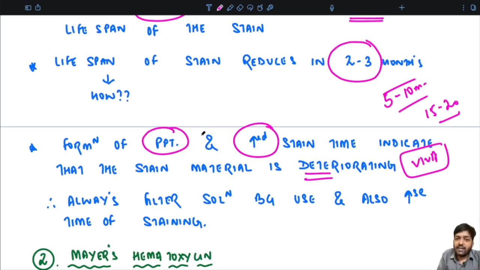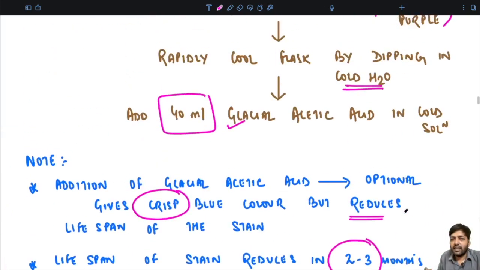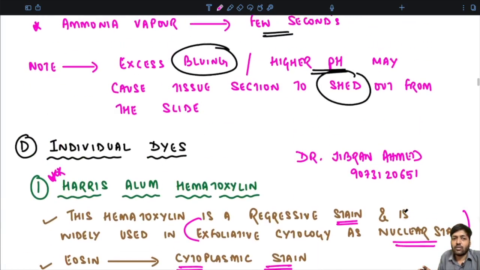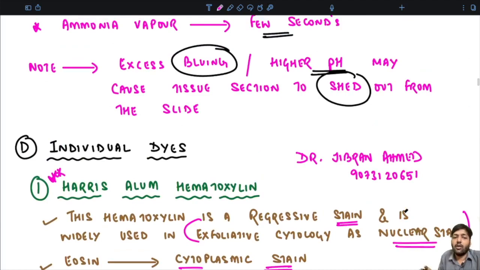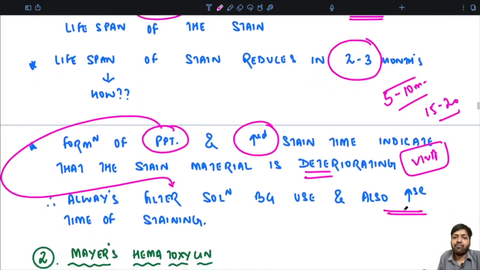So basically, when these problems arise in an emergency situation, you have to filter the precipitate before using the solution, and for the stain time you should increase the time of staining. So this is the number 1 form, the Harris hematoxylin, which is the most commonly available and used hematoxylin for routine H&E staining. We are using this.